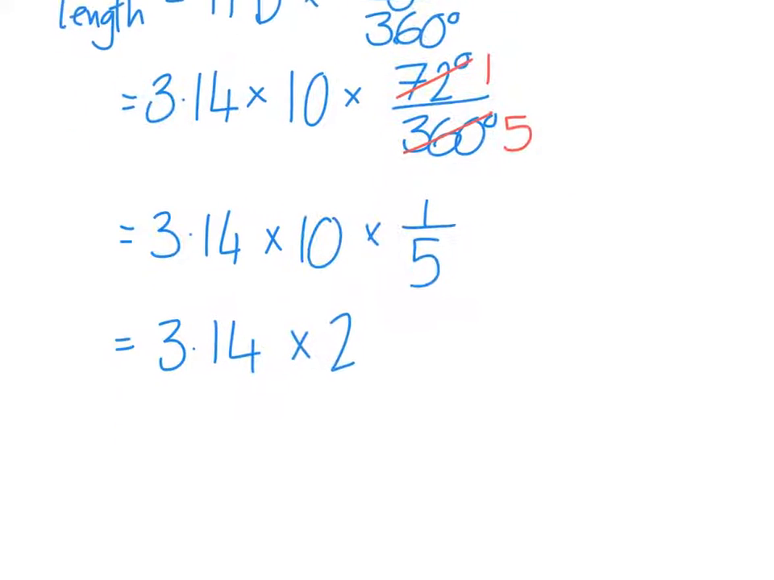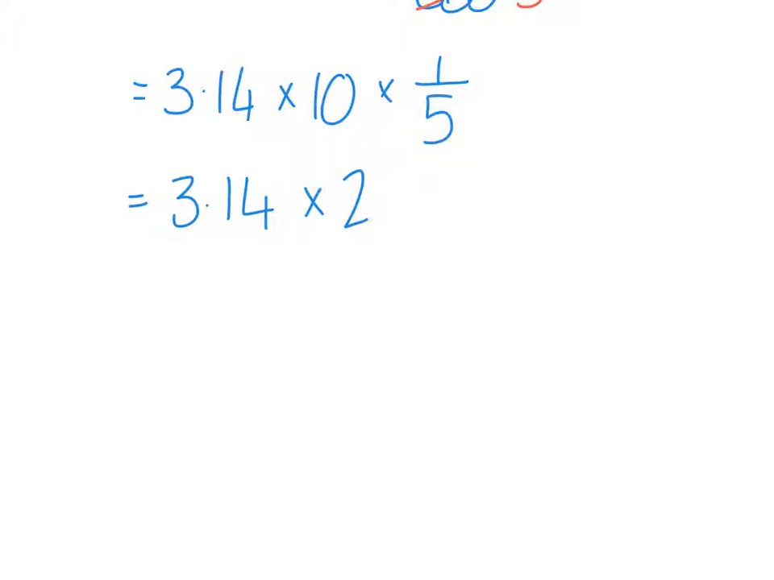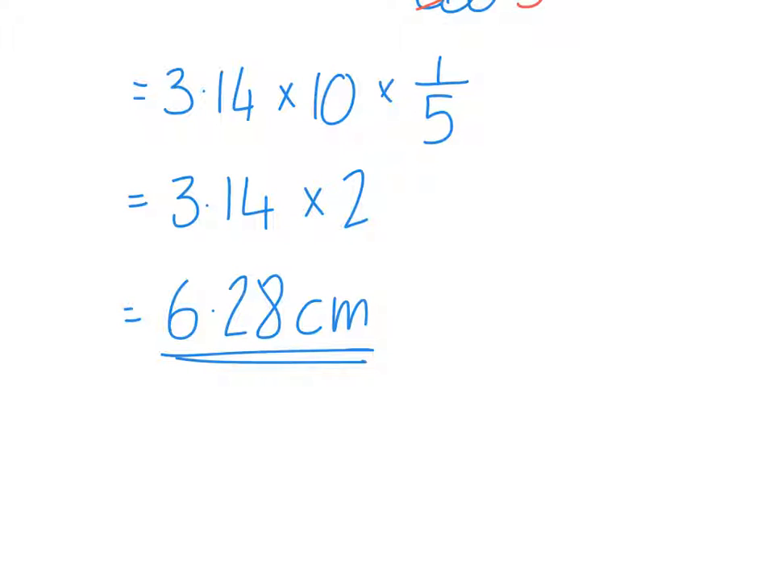So that's a calculation that we can do even in our heads. So 2 times 3 is 6, and 2 times the 0.14 part is 0.28. That then gives us our answer for the arc length of AB, which is just simply 6.28 centimetres. That's the end of the question and our final answer.